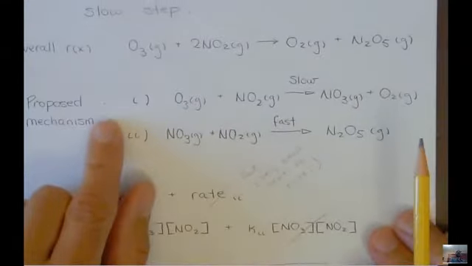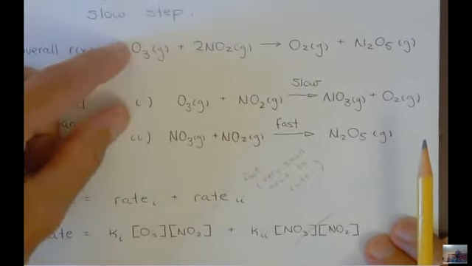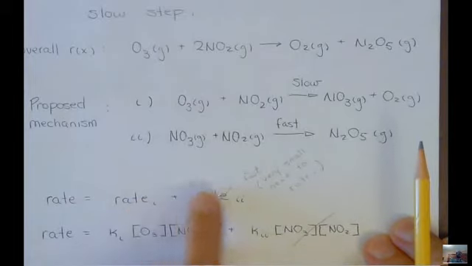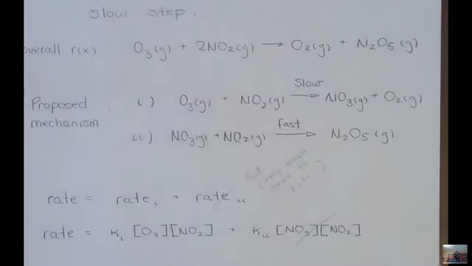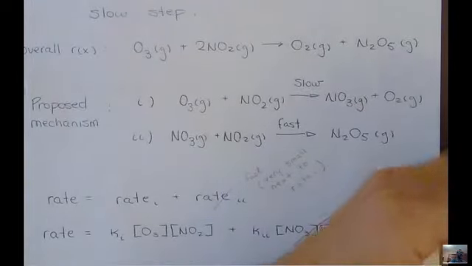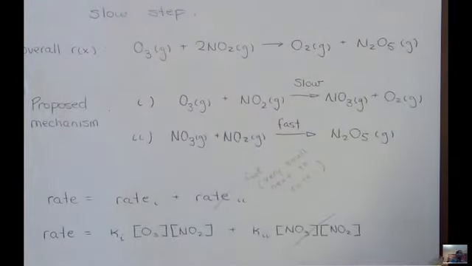The rate for the overall reaction has got to be the sum of the rates for the 2 steps. First I do this, then I do that. So let's go back to our grocery store thing. First I go there. It takes me 5 minutes to get there by car. I'm shopping for 1 hour.